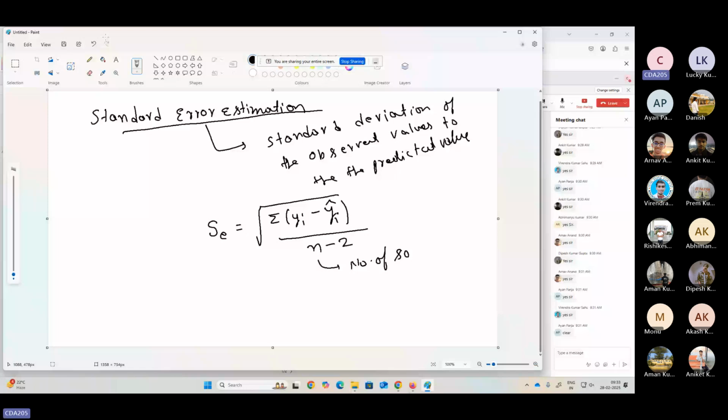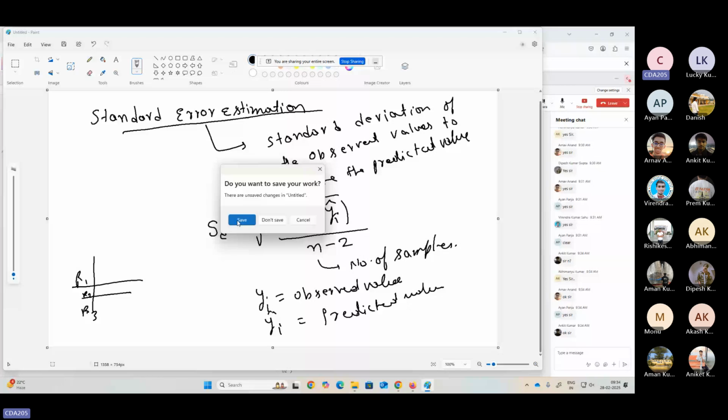N is the number of samples. When we talk about n, the number of samples, how many samples are there? Means how many rows are there? That is R1, R2, R3. That is the thing. So now what we will do? We will do one problem on this formula.